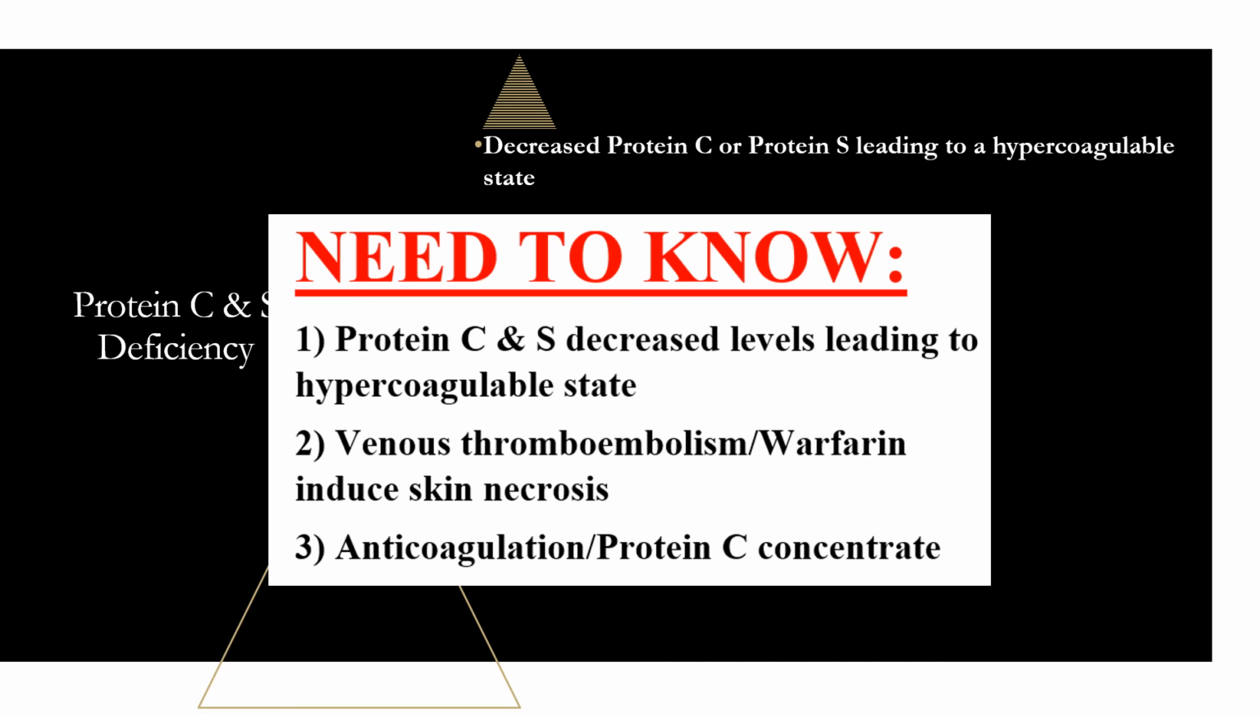So what do you need to know for protein C and S deficiency? You need to remember you have decreased levels of protein C and S leading to a hypercoagulable state, because remember, protein S and C stop clots. You need to remember your venous thromboembolism, your warfarin-induced skin necrosis, and I explained the pathophysiology with the warfarin-induced skin necrosis. I wouldn't necessarily memorize that though. That was just a little bit of extra knowledge for you. I don't think it's important to know for the exam. And then remember, your treatment is going to be with anticoagulation and protein C concentrate.